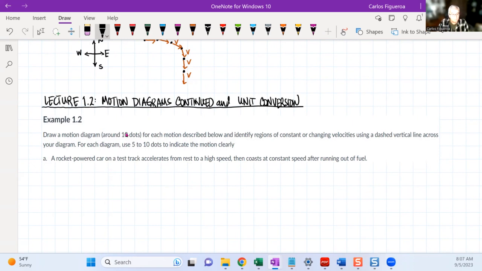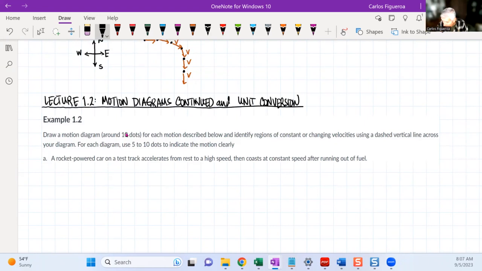Okay, so let's look at the first one here. It says a rocket-powered car on a test track accelerates from rest to a high speed and then coasts at constant speed after running out of fuel.